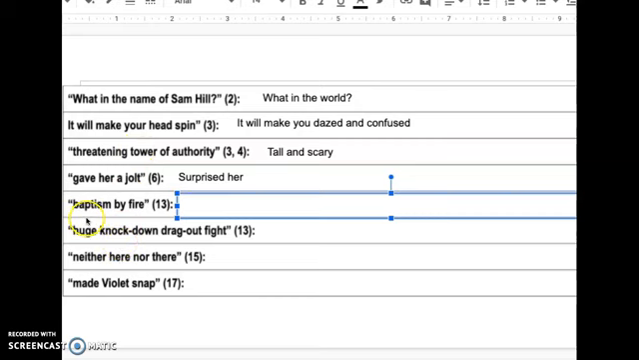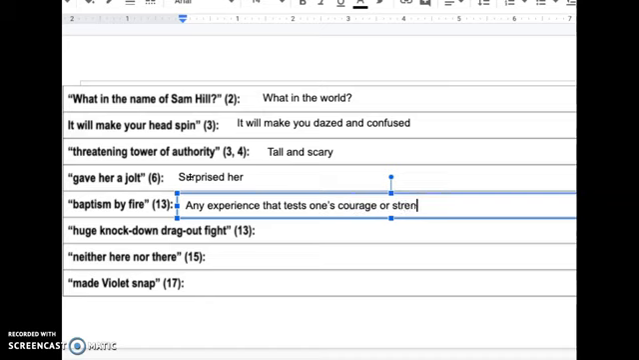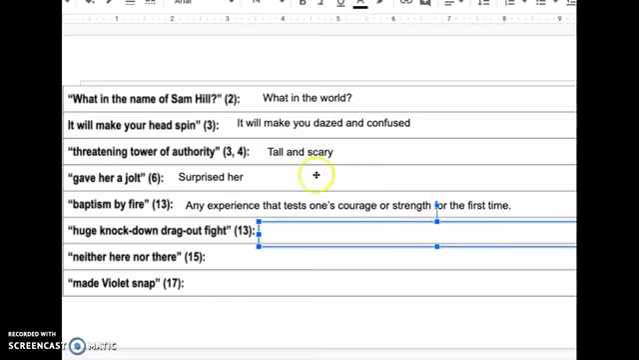Okay, this is one that maybe you've heard before. Baptism by fire. What is the literal meaning of this? Any experience that tests one's courage or strength for the first time. Okay, so for example, a lot of jobs, when someone starts a new job, they say, oh, it's baptism by fire, because when you start a new job, you really have to learn a lot. It takes a lot of courage and strength when you have a new job.